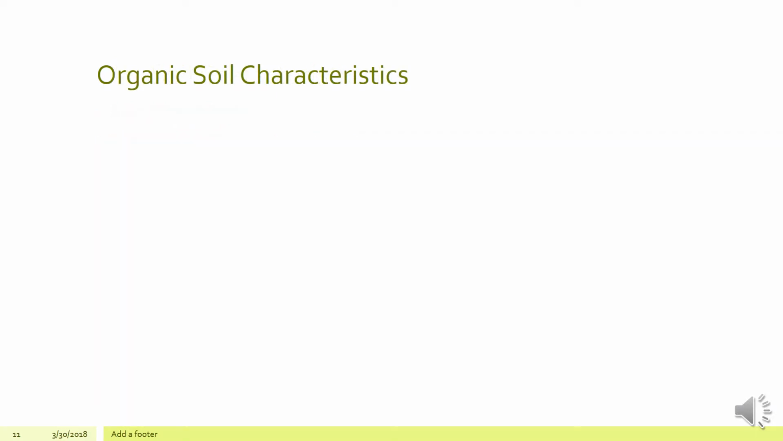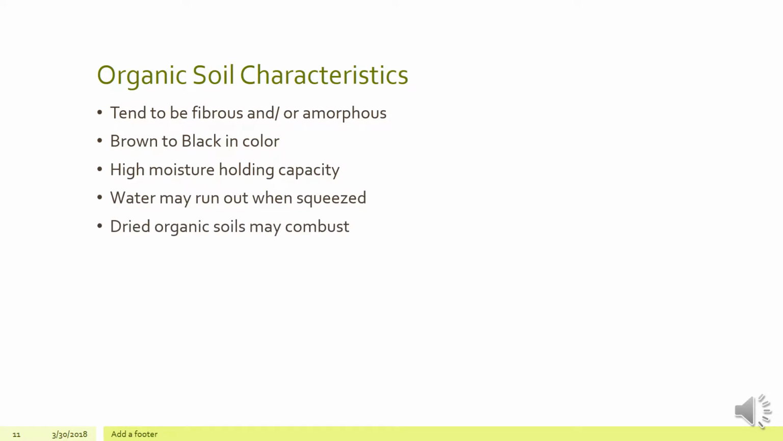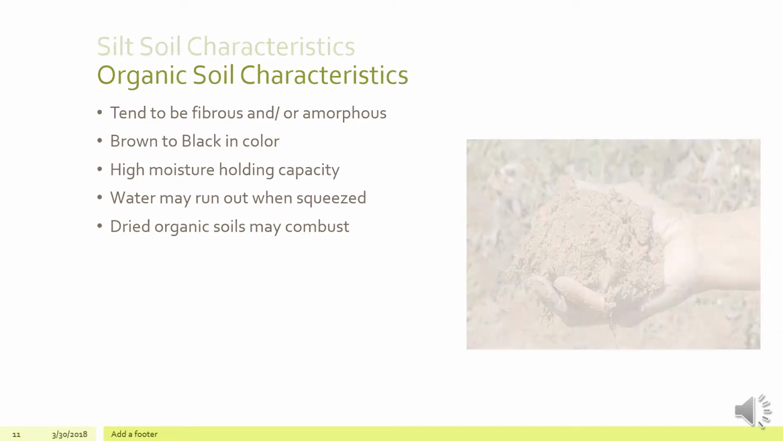Let's take a look at the organic soil characteristics. Of course, they tend to be fibrous and or amorphous. They're brown to dark in color, with a high moisture holding capacity or content. Water may run out when squeezed. Dried organic soils may be combustible.